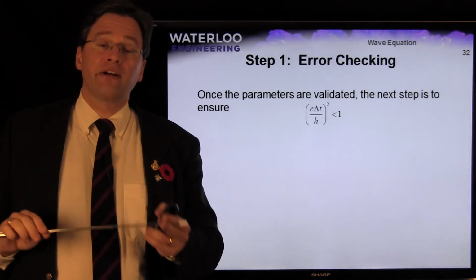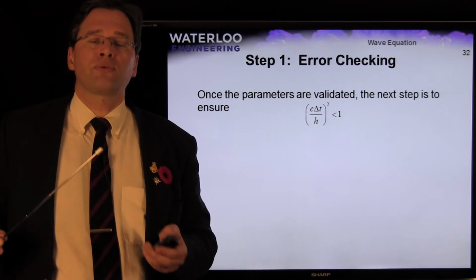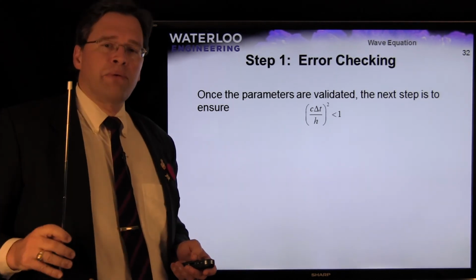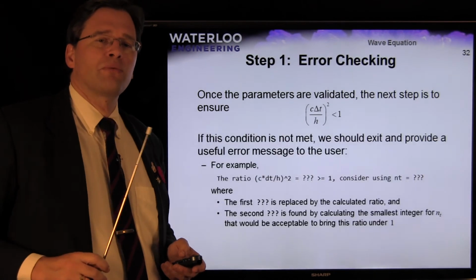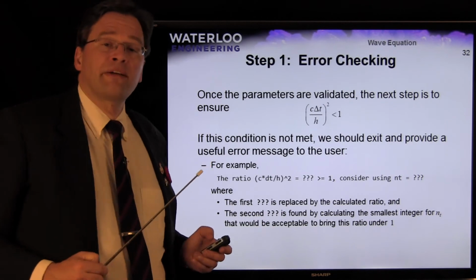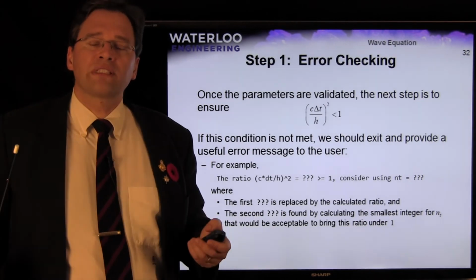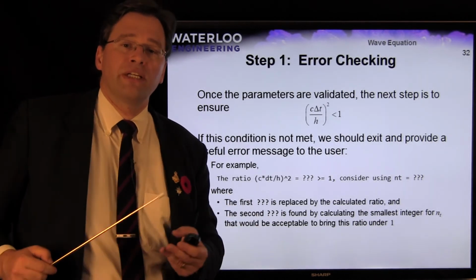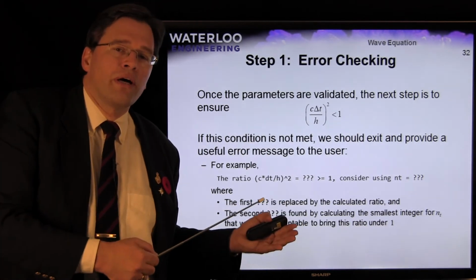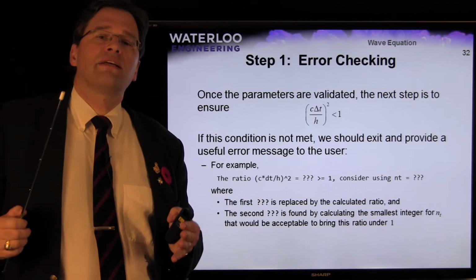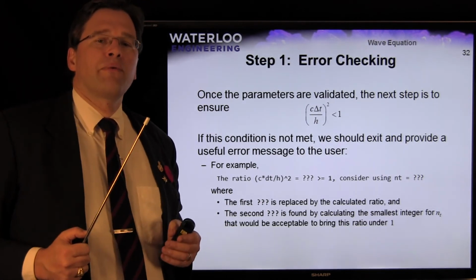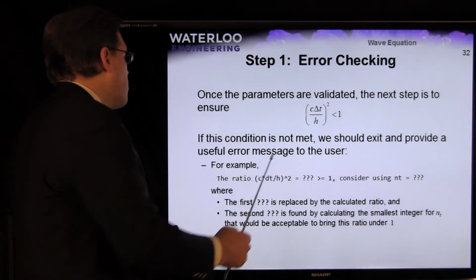The first step for error checking, however, is we have to make sure that this ratio is less than 1, and we'll see what happens if that ratio is not less than 1. If this condition is not met, we should exit and a useful error message should be returned. So for example, we should indicate, hey, the ratio is equal to this value, that's greater than 1. Consider using some value of n sub t that is higher, that will not cause this ratio to exceed 1.